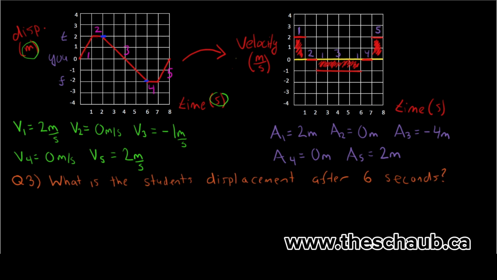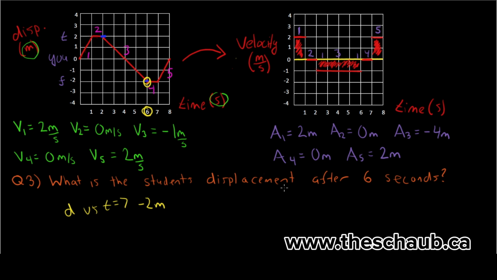Question 3. What is the student's displacement after 6 seconds? This question is easily answered looking at our displacement time graph. So if we look at our d versus t, all we have to do is look at 6 seconds. And where is the student at time 6 seconds? Well, the student's at a displacement of -2 meters.